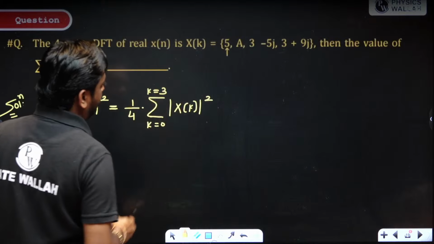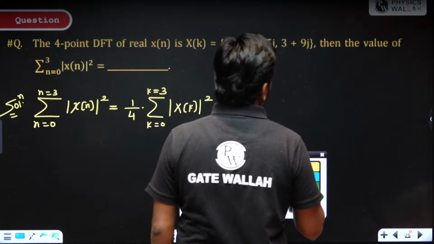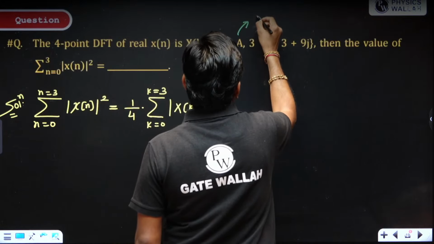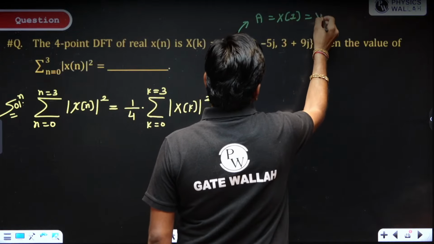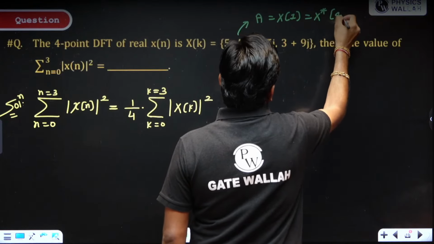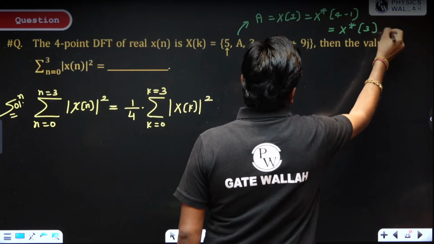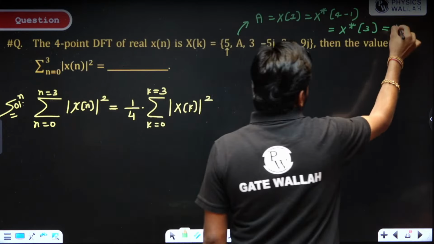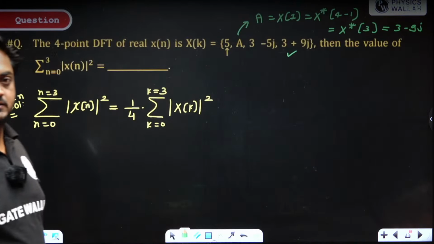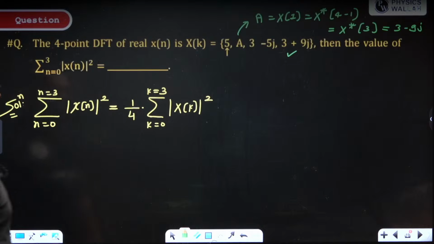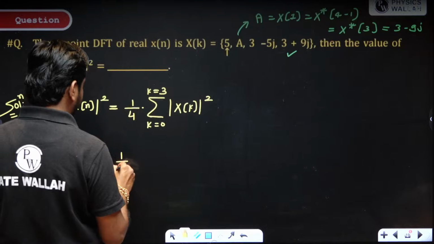But first of all, you have to find the value of A. As I told you, x of n is a real valued signal, correct? So what is A? A is nothing but the value at x of 1, so x conjugate of N minus k, 4 minus 1, that is x conjugate of 3. So this is at 3, so 3 minus 9j. So simply you have to find the magnitude, then square and summation.